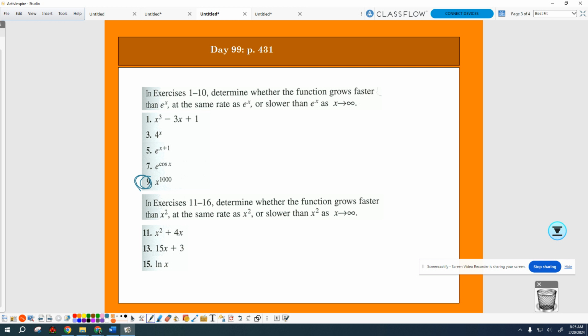Yeah, so that's what I said. I'm not asking you to do L'Hopital's 1,000 times, but to see the pattern. Someone just asked about this one. I am not asking you to do L'Hopital's a lot, like 1,000 times.